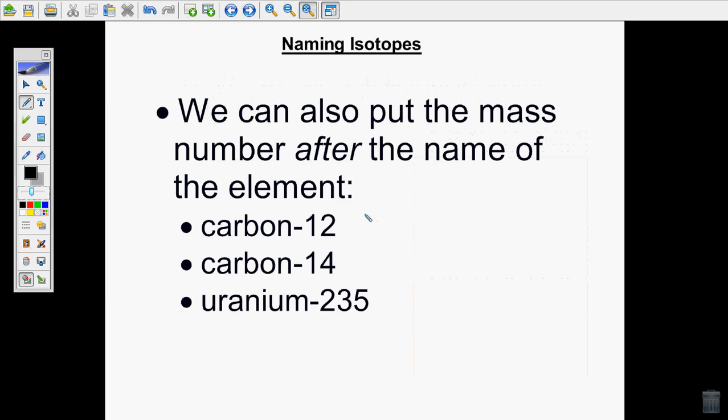We have a certain way to write our isotopes. We use the name of the element, a dash, and the mass number after it. So this is carbon-12, meaning that the mass number of that particular version of carbon is 12. This carbon, though it's still carbon, has more neutrons in the nucleus, so it's carbon-14. And here's uranium-235.